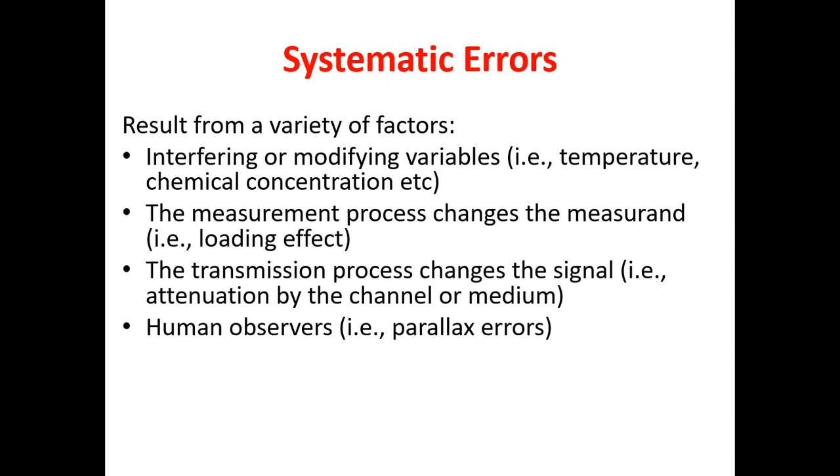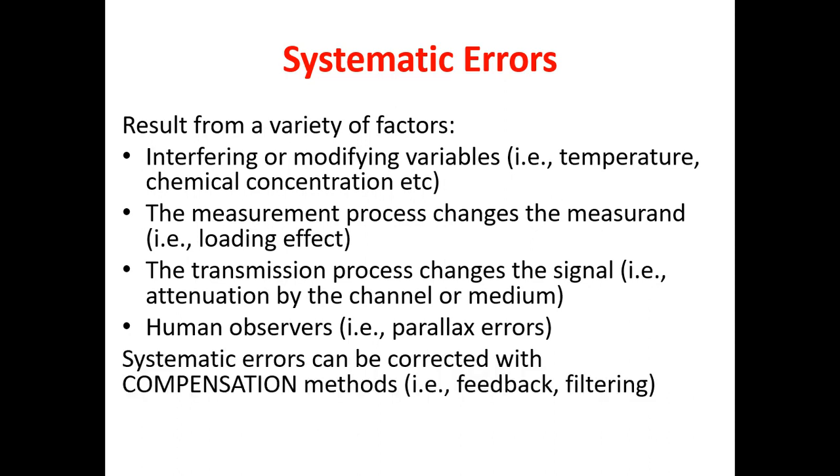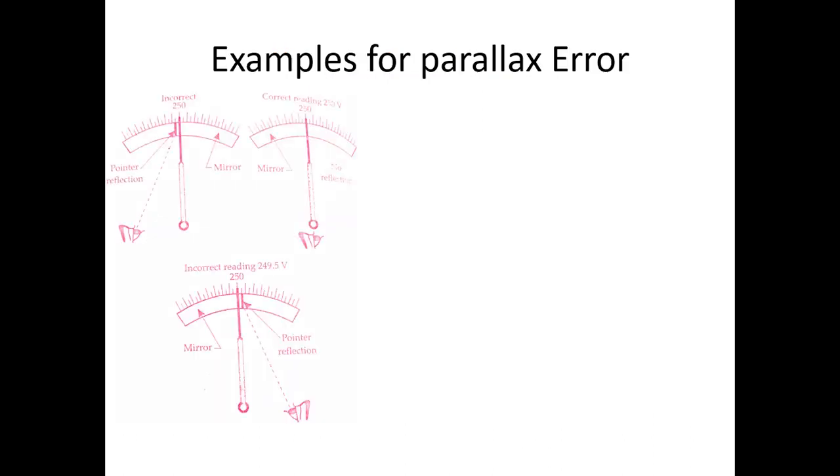Now the human observer is also one of the points, which is normally referred to as parallax error. Parallax error is an error just because of the position or the orientation of the observer. I'm going to show you some examples here. We have three scenarios, and this is the actual scenario where the observer is exactly aligned to the pointer, whereas in this one the observer is located on the left side and in this one on the right side.